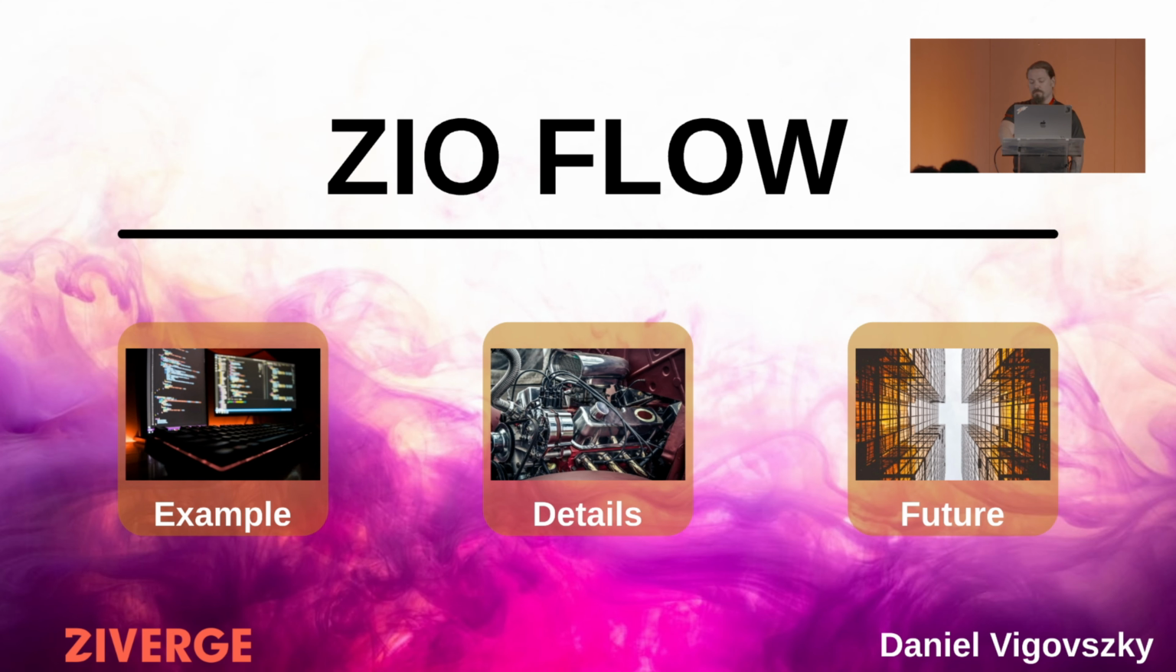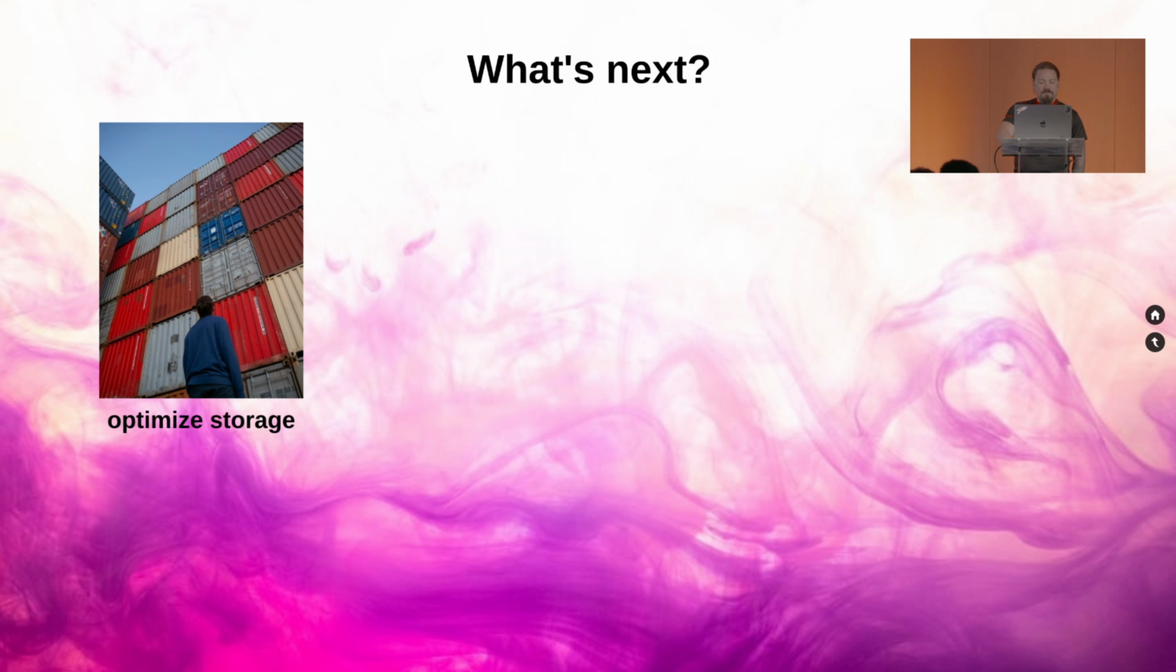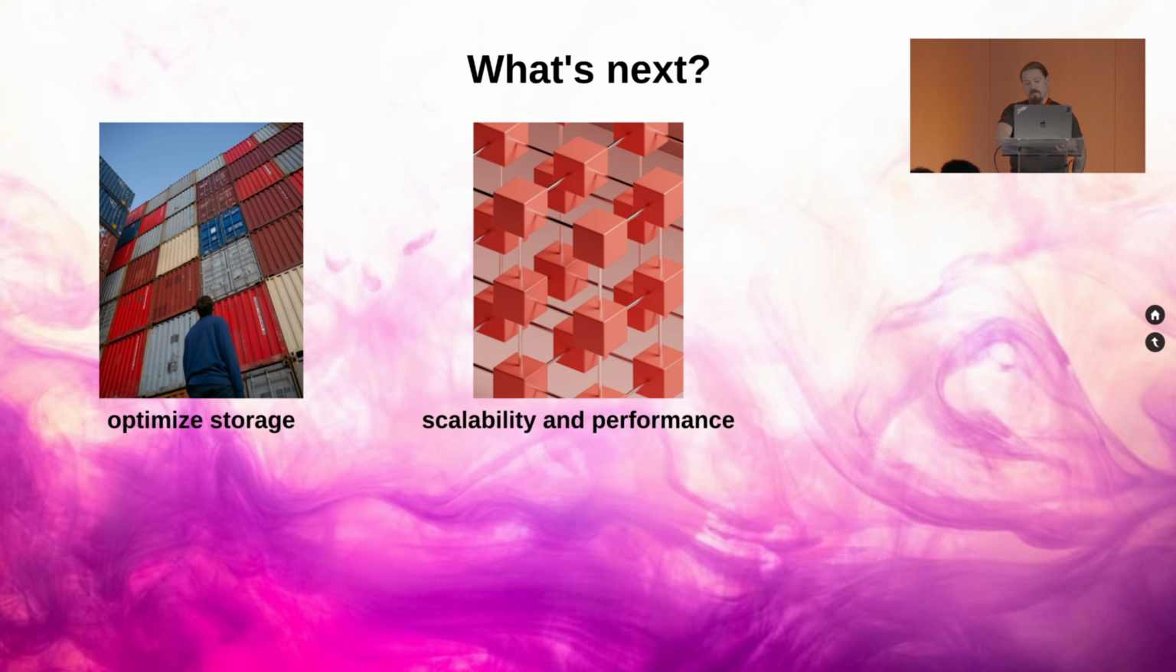So finally, a few words about the future of ZIO Flow. What's next? We could improve many things, of course. First of all, one important direction is optimizing its storage. The way how currently the state is persisted is not very optimal. It could be improved in several ways. Then, of course, scalability and performance of it can be improved a lot. It's currently running on a single node. It could be made to scale horizontally, for example.